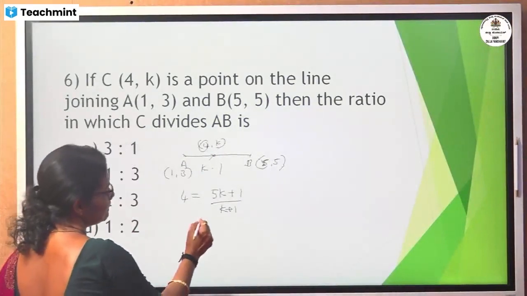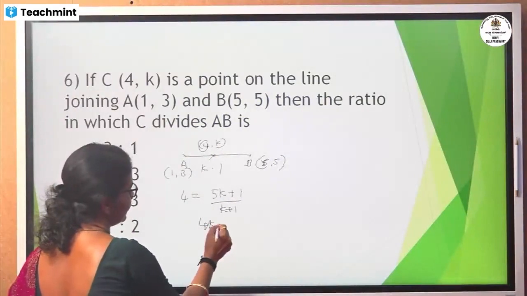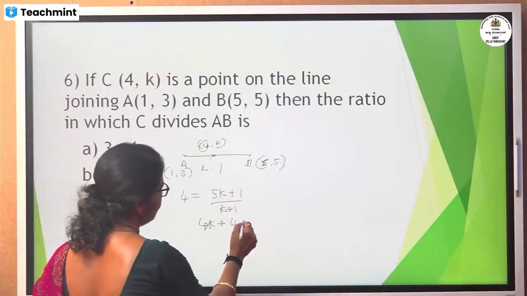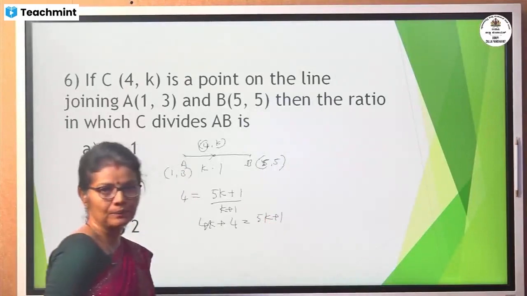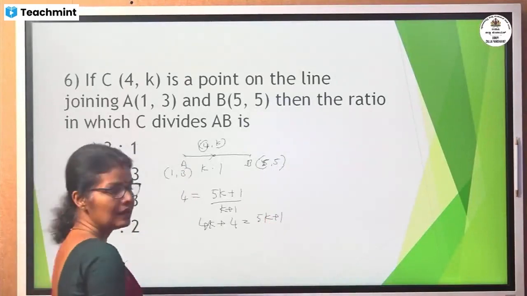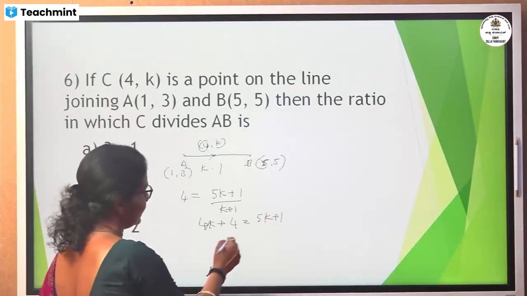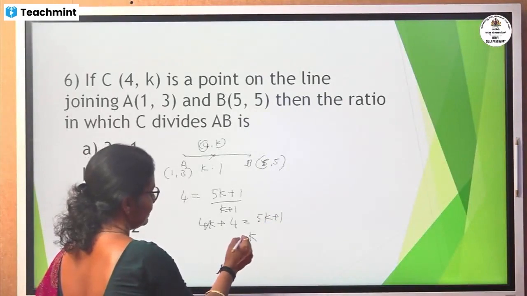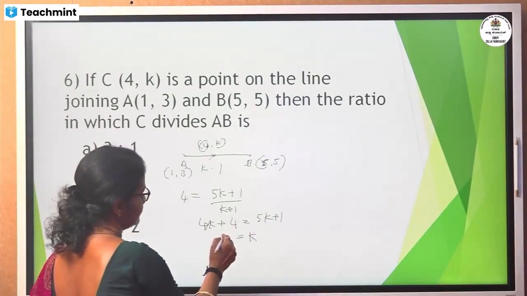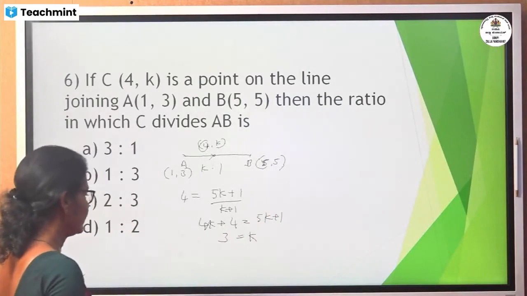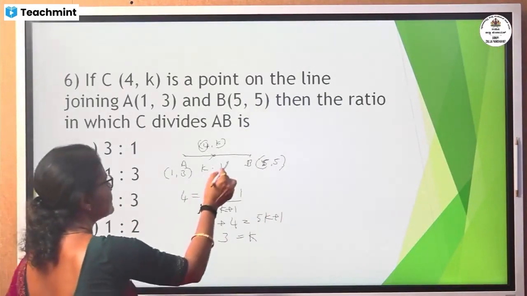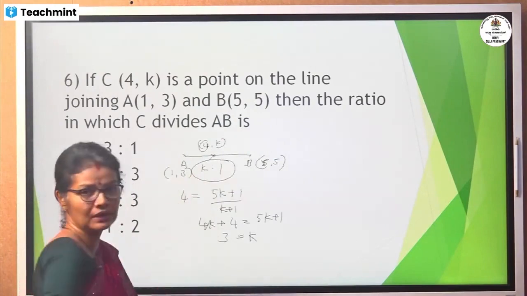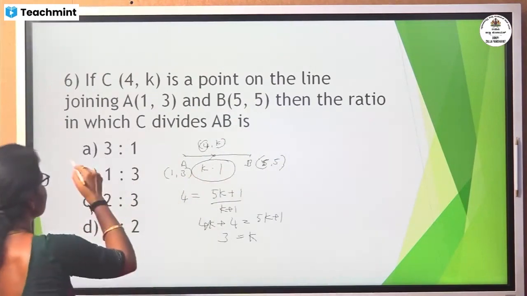If we cross multiply, we'll get 4k plus 4 equal to 5k plus 1. If we simplify this, 5k minus 4k, that is k, equals 4 minus 1, that is 3. So k is 3 now. The ratio we considered is k is to 1, so here it is 3 is to 1.